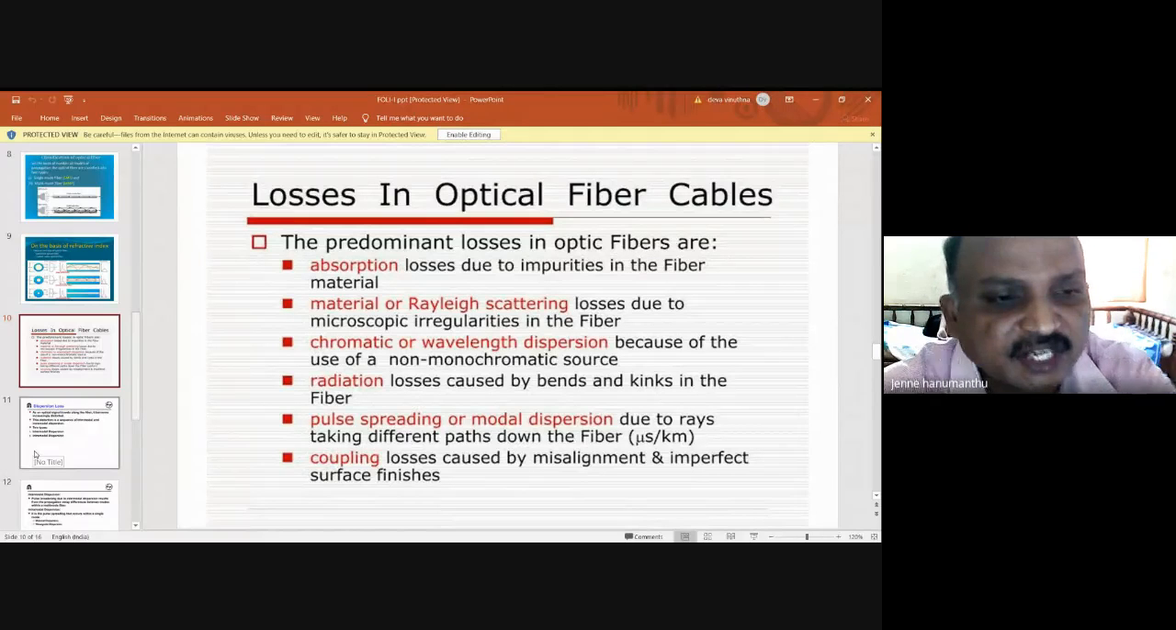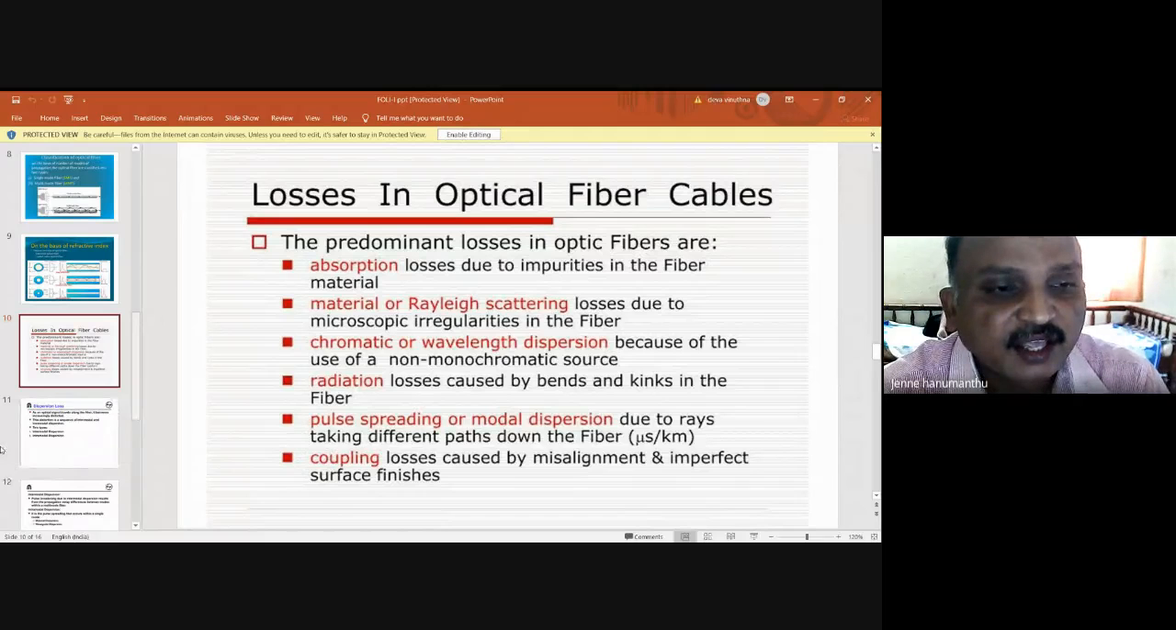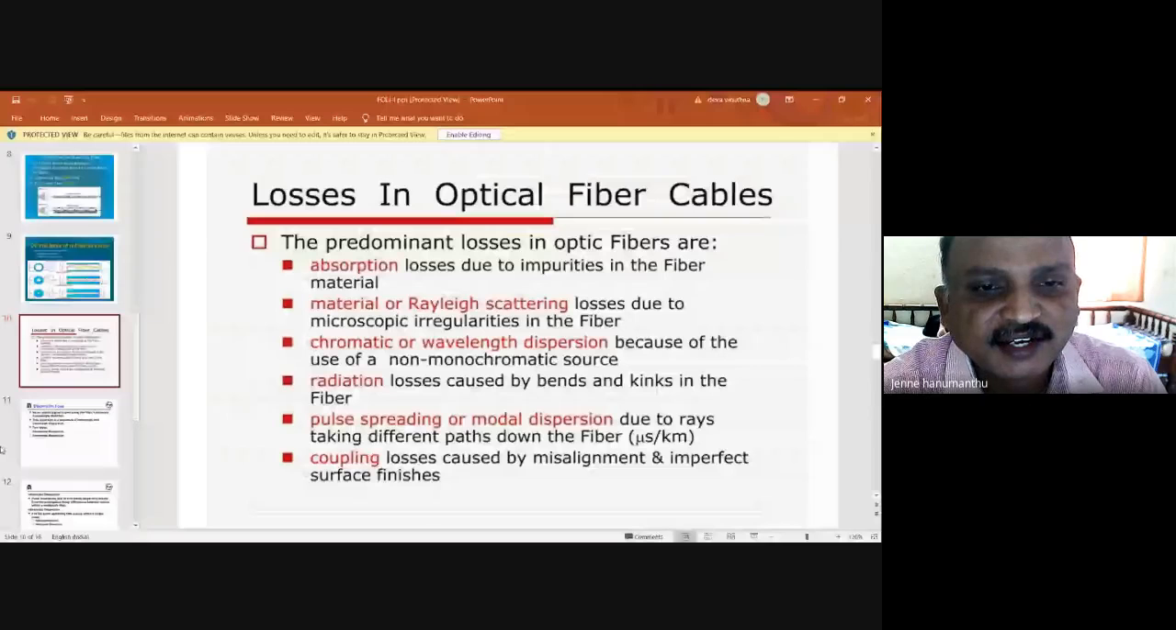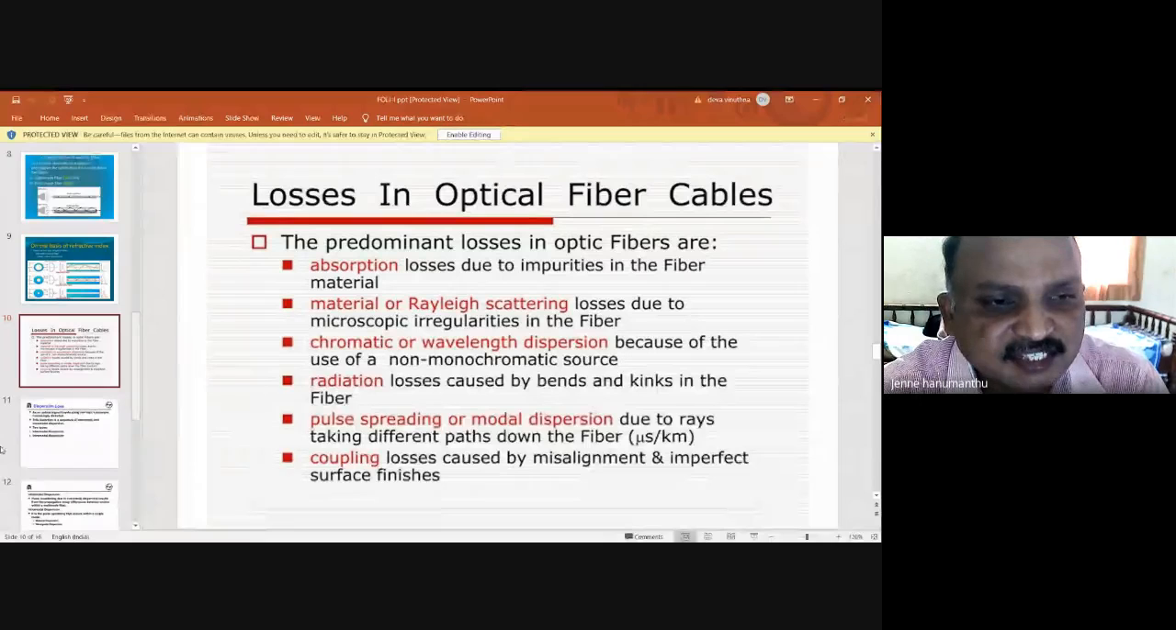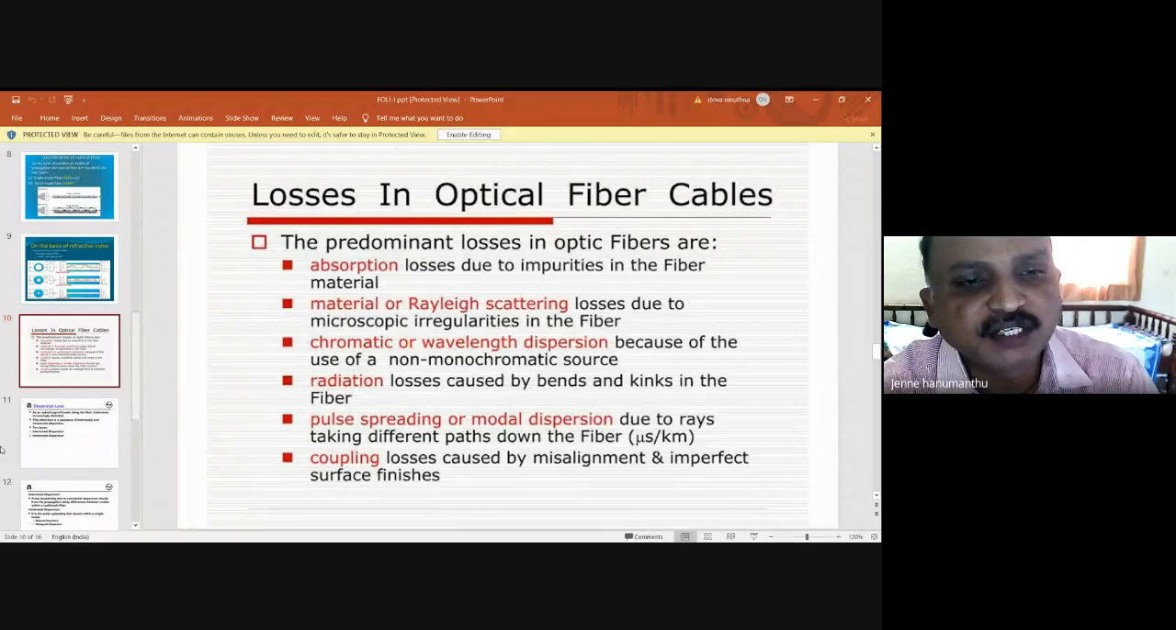Dispersion. Next one is coupling. Radiation means radiation losses caused by bends and nicks in the fiber. Sometimes radiation occurs with the help of bends. As we discussed, bends means what?